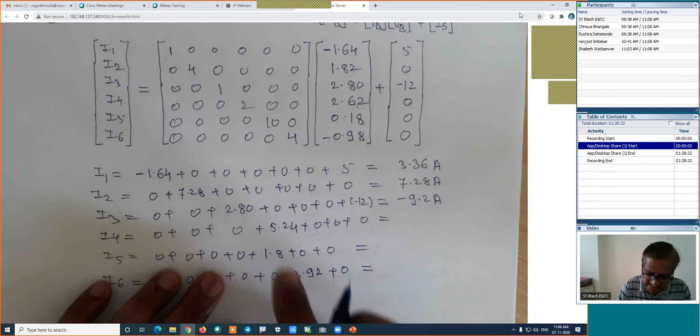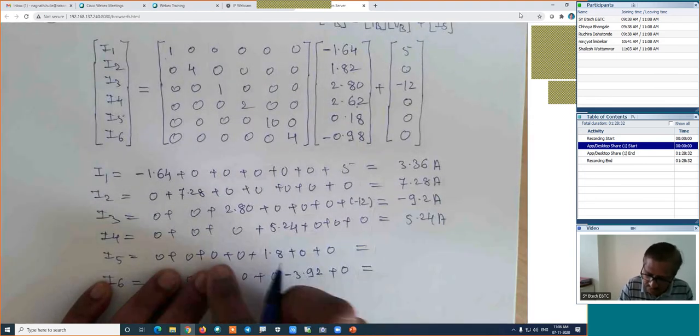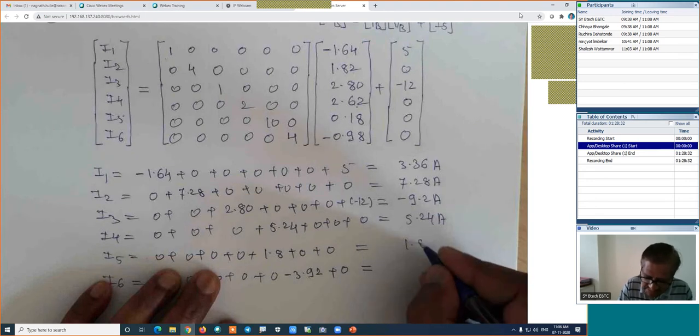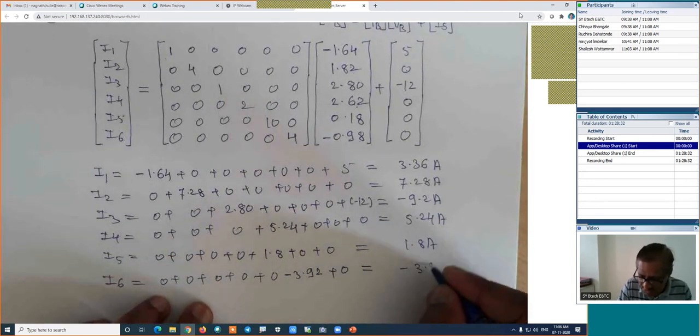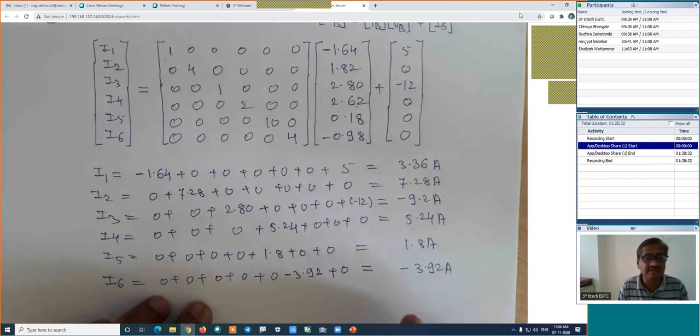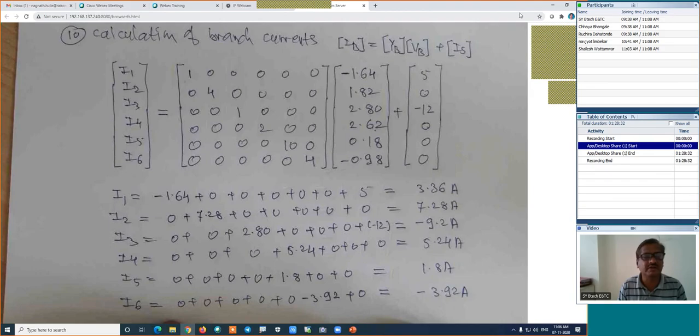In this case, this will be 0 plus everything will be 5.24 amperes. This value will be 1.8 amperes, and this value will be minus 3.92 amperes. These are the ways of the calculation of the branch currents using this particular method.